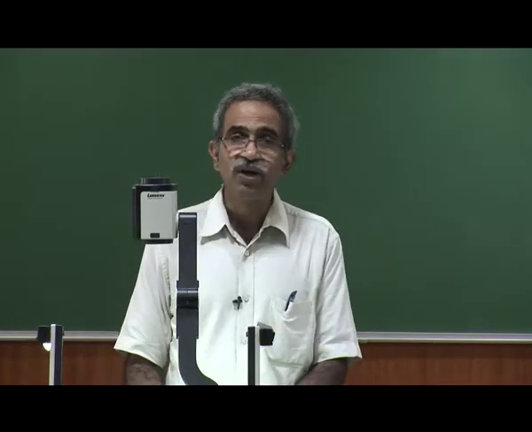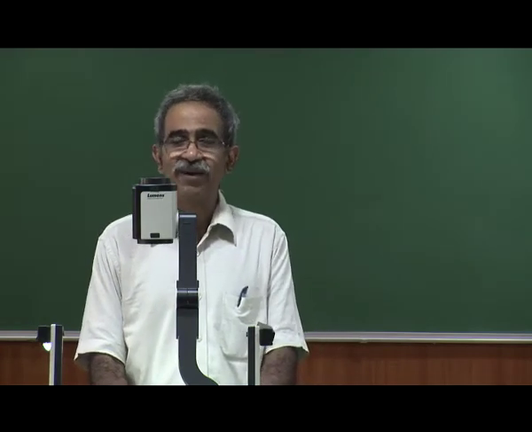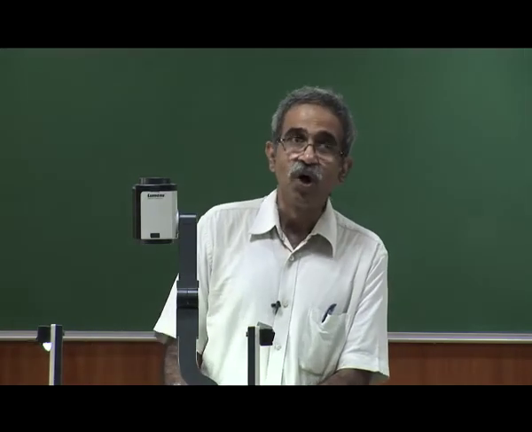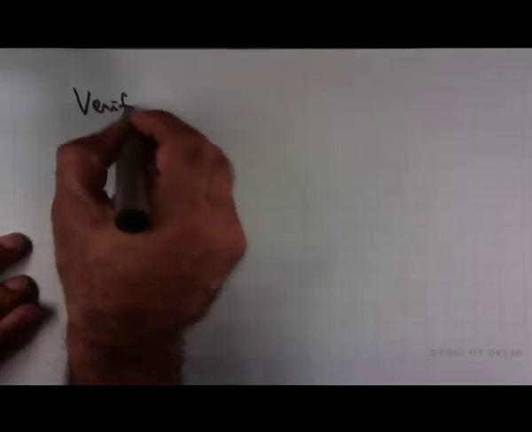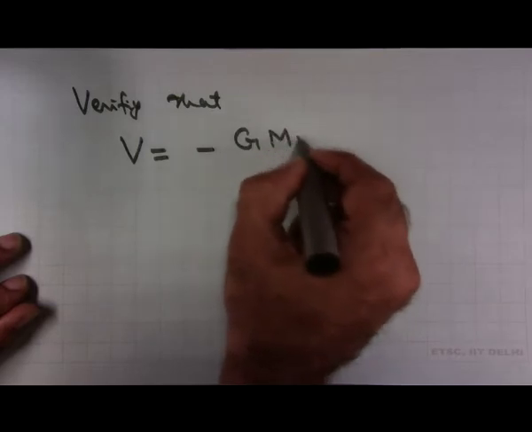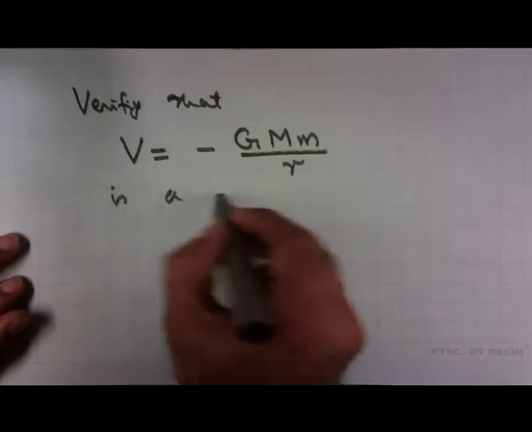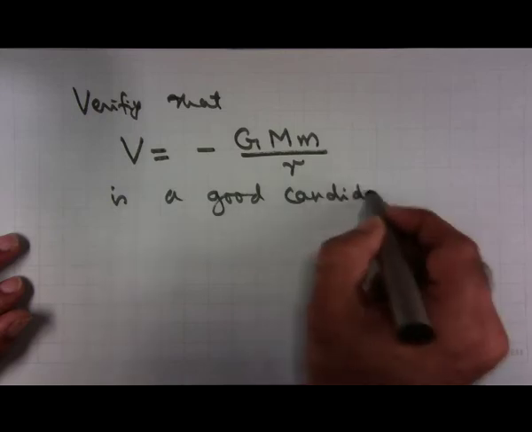We need to do that. So what I will do is, I will give you the answer and then I will tell you what kind of a constant I have employed, so that there is no ambiguity. That is what I want to do. So we will leave it to you as an exercise to verify that my V equal to minus G M m by r is a good candidate for potential energy.